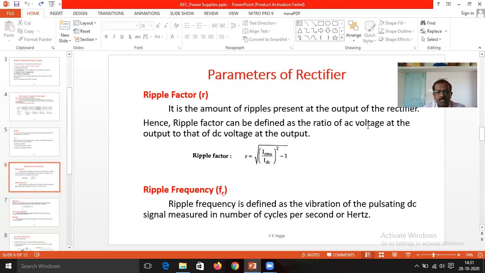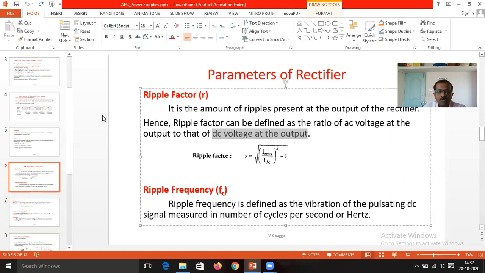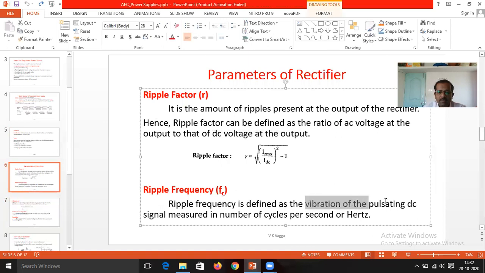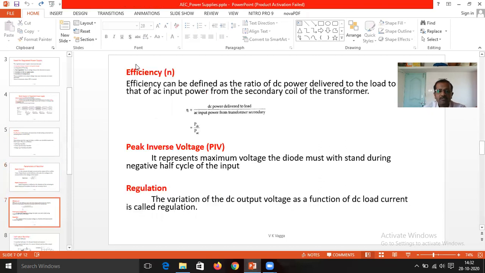It is the ratio of the AC voltage at the output to the DC voltage at the output. Another one is the ripple frequency. It is the vibration of the pulsating DC signal, and it is to be measured in terms of cycles per second. And another one is efficiency. It is the ratio of the output power to the input power, that is, the ratio of the output DC power to the AC input power.